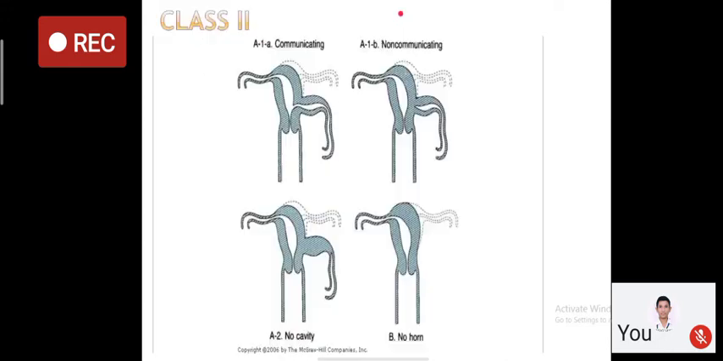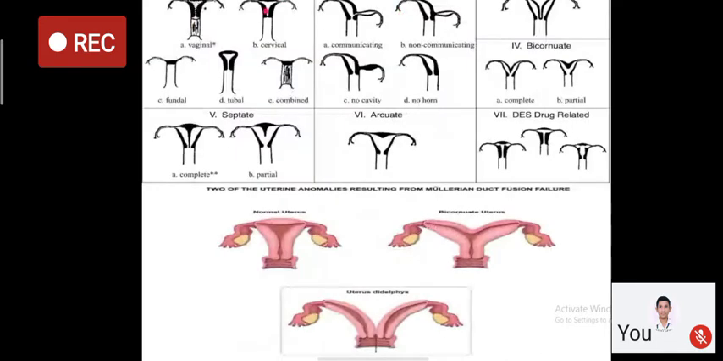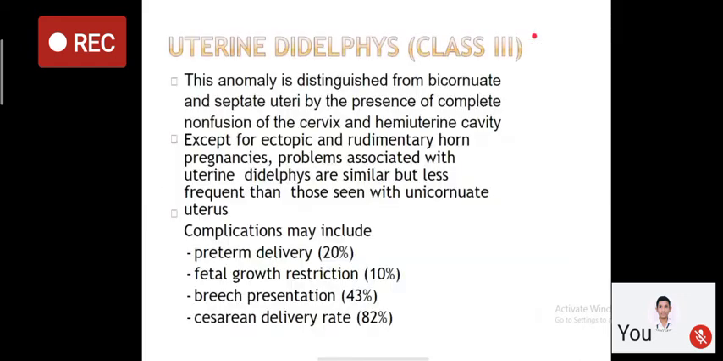So third is the uterine didelphys. I am again showing you the picture. Third, just revise it. Didelphys: two cervix, two cavity, no fundus. This anomaly is distinguished from bicornuate and septate uteri by the presence of complete non-fusion of the cervix and hemiuterine cavity. This is the classical picture which we ask in the viva.